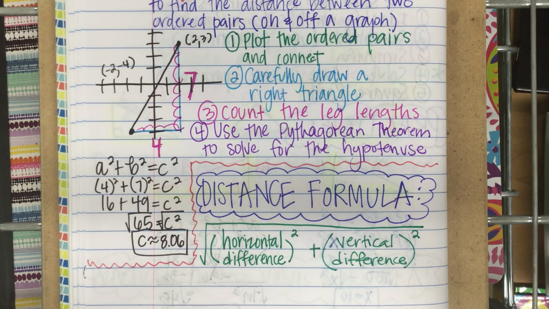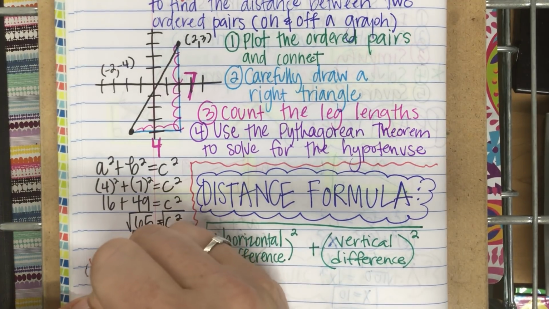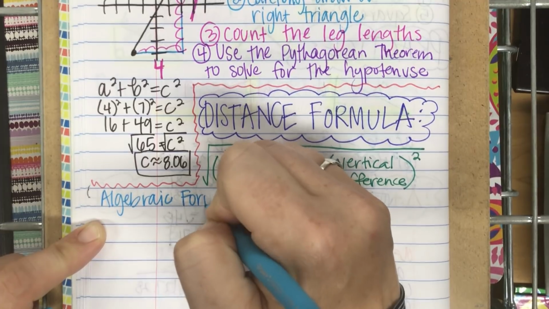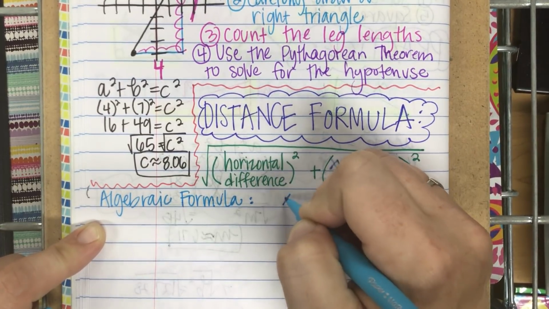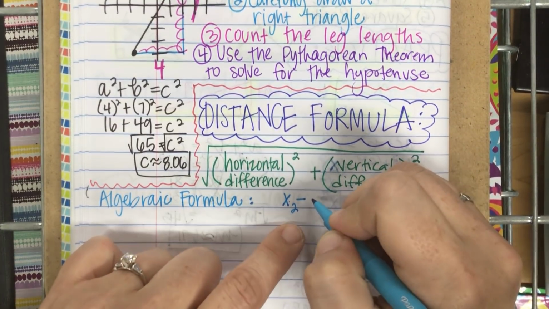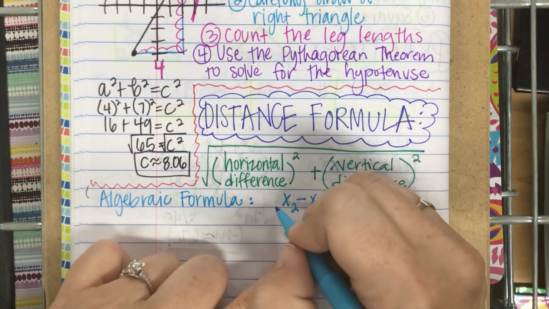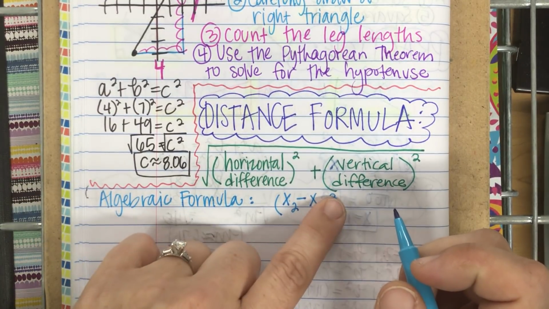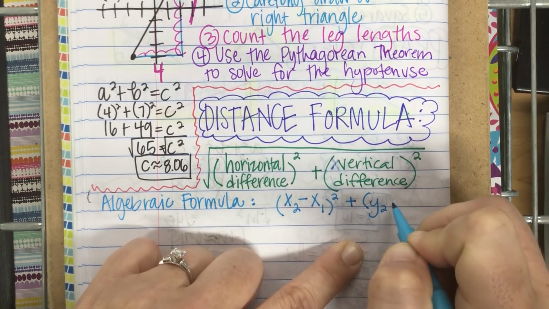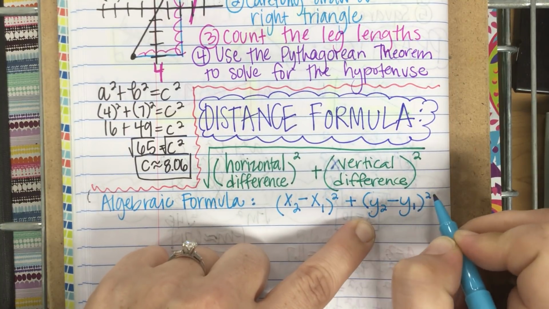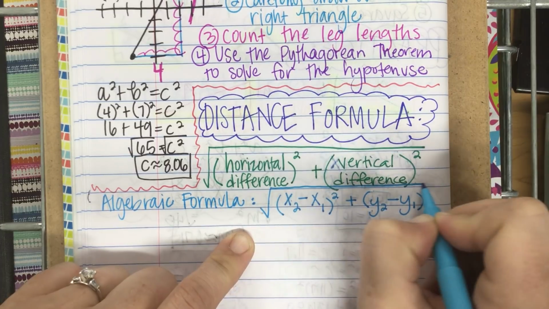And the formula, the algebraic way of writing this, the algebraic formula looks like this. x2, meaning the x from the second ordered pair, minus, because that's the difference, x1, the x from the first ordered pair, squared, because that's your horizontal difference, squared, plus your vertical difference, the y from the second ordered pair minus the y from the first ordered pair, squared, and then we take the square root of that.